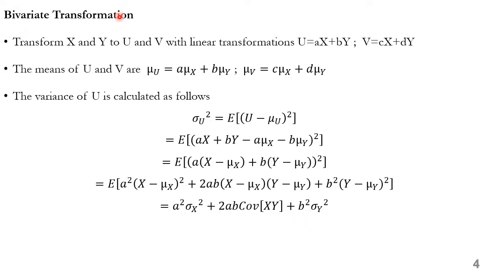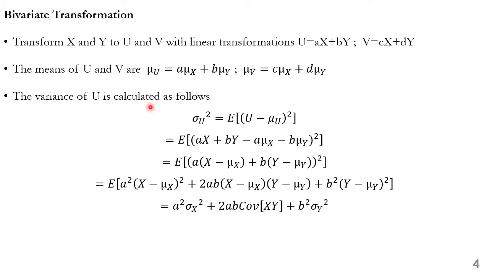In the bivariate transformation, we can always transform X and Y to U and V using the linear transformation equations U = aX + bY and V = cX + dY. So we can apply the linear operation. We have mu u equal to a mu x plus b mu y. Similarly, mu v is equal to c mu x plus d mu y.